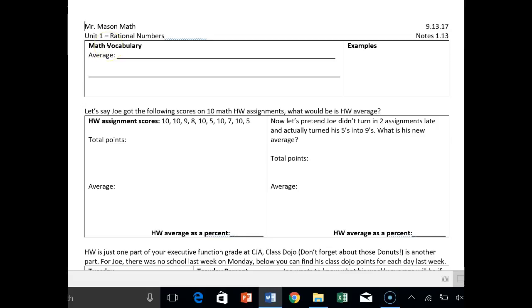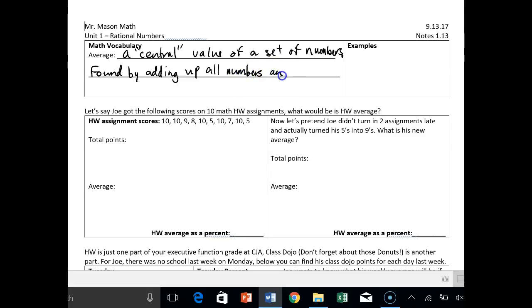First off, math vocabulary. We've done this word before, but if you recall, an average is a central value of a set of numbers, and it is found by adding up all the numbers and dividing by how many values we have.